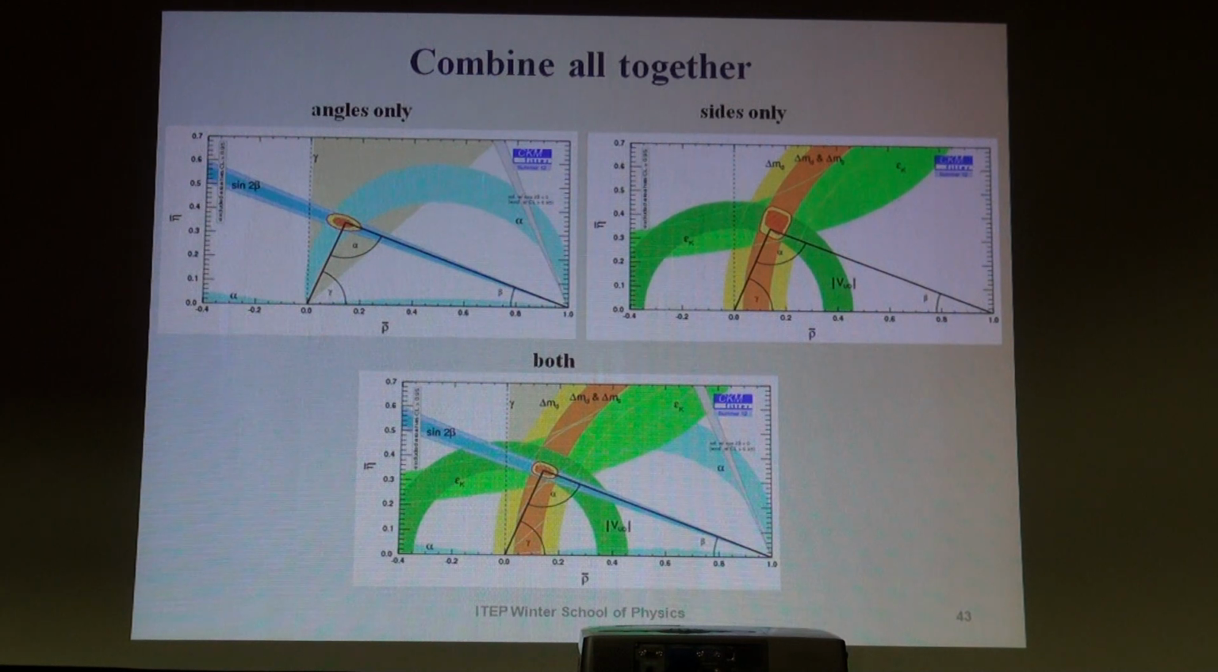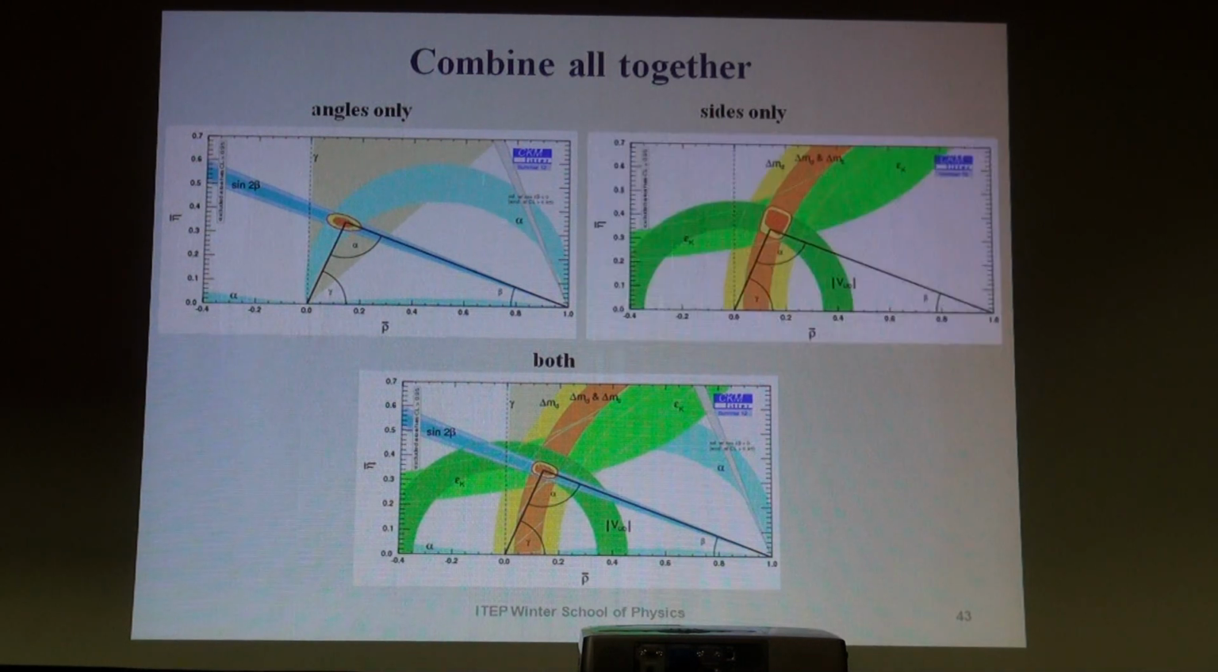If we combine all our measurements of angles, we see this picture, and we have some region where all measurements intersect, and there is no contradiction between different angle measurements. And if we take the measurements of only the sides, we again have some region where all measurements intersect nicely. And if we combine, we still have no contradictions. So we have very nice agreement between different measurements.